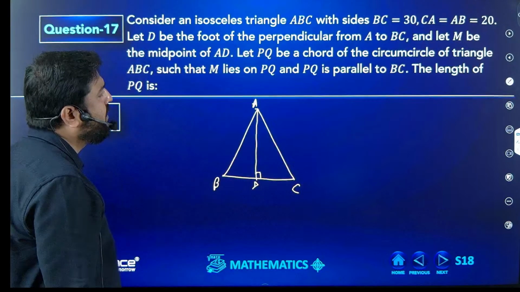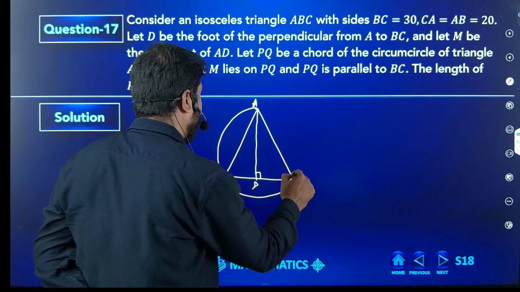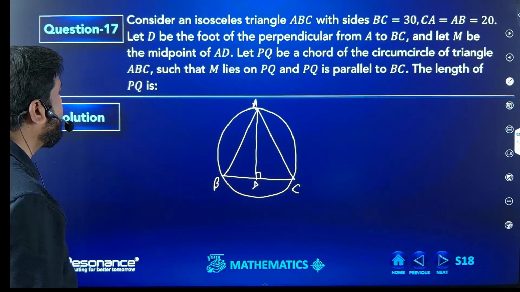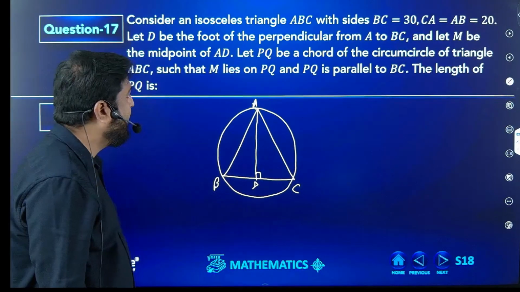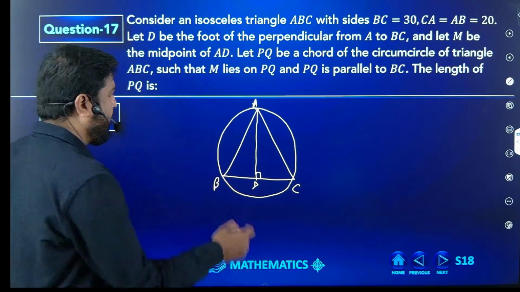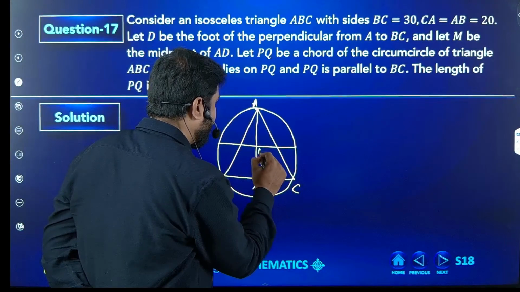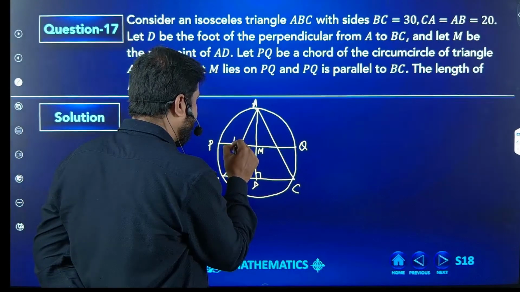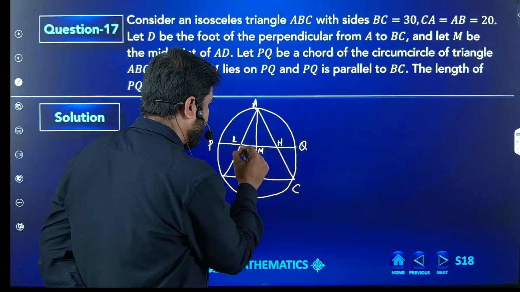Let PQ be a chord of a circumcircle. So now just construct a circumcircle like this, and let me draw the point on AD. Let PQ be the chord of the circumcircle of triangle ABC such that M lies on PQ, and PQ is parallel to BC. This is the point M, and these points are P and Q. Suppose we consider this as L and this as N.